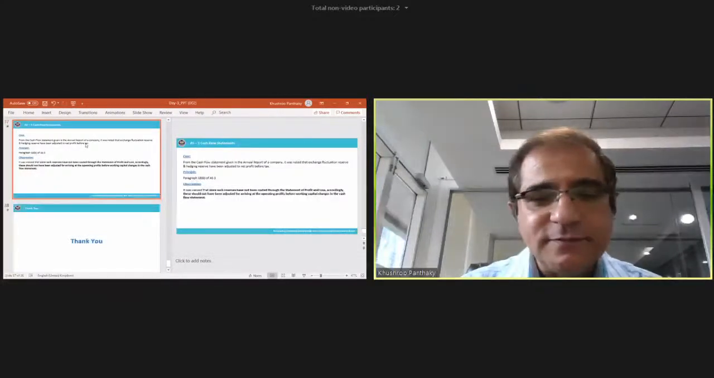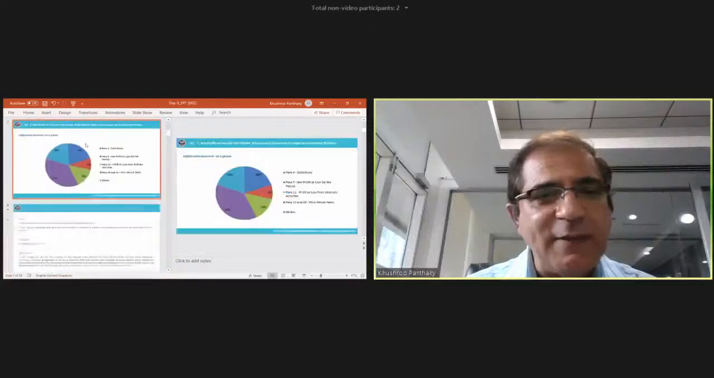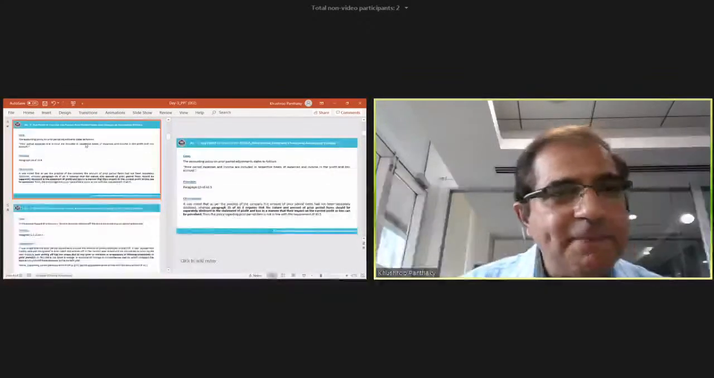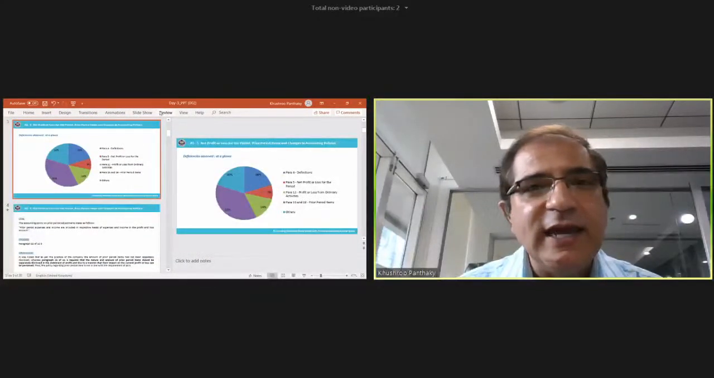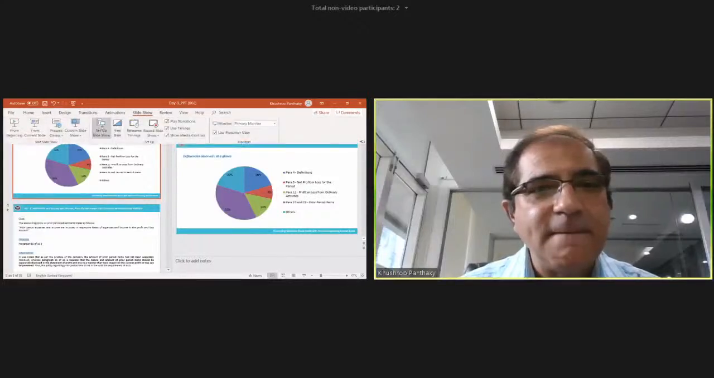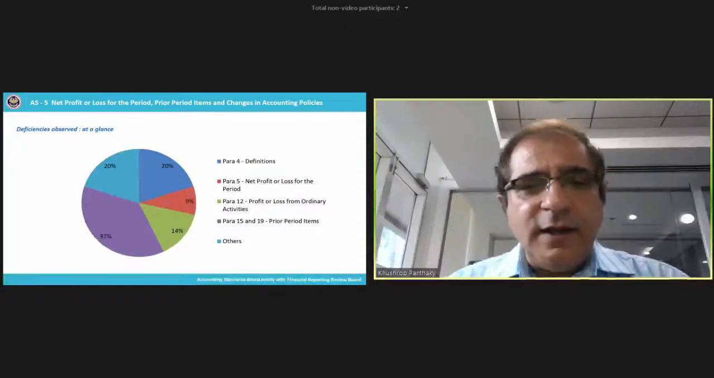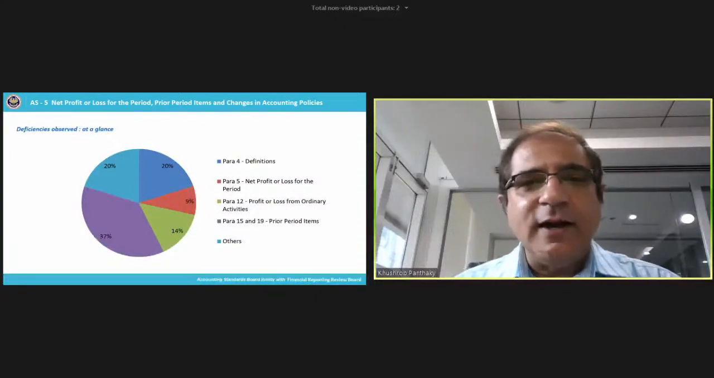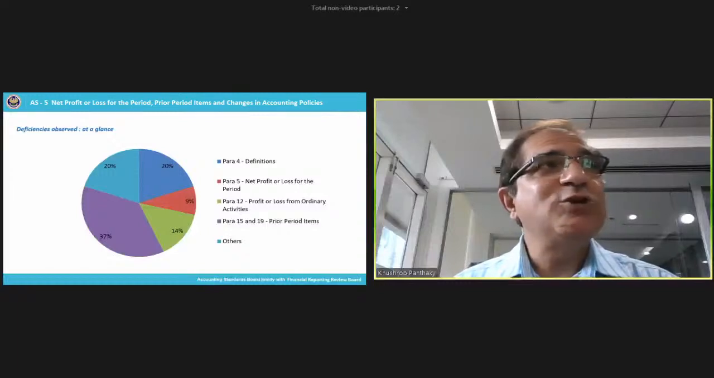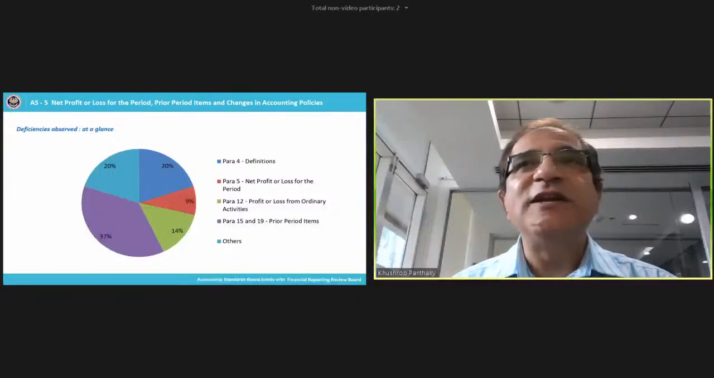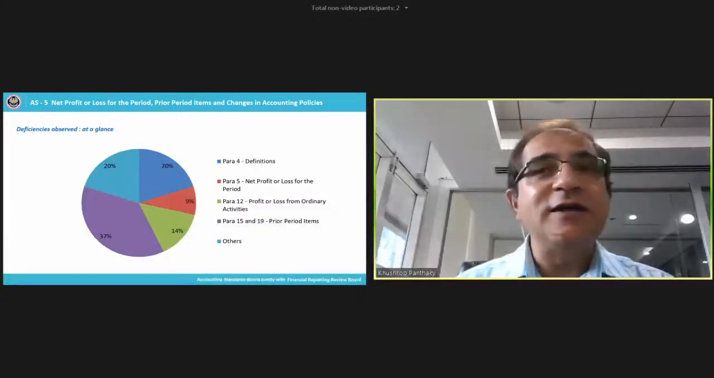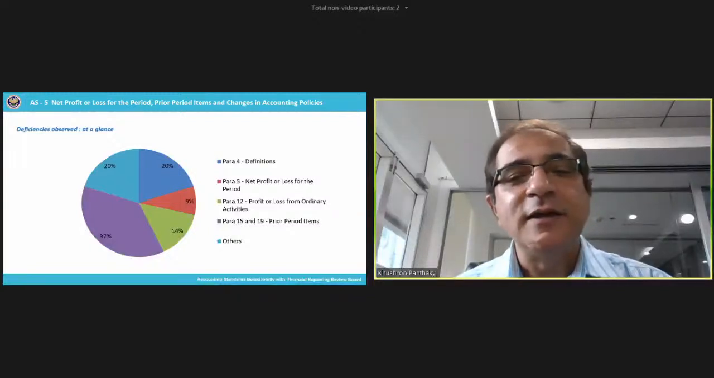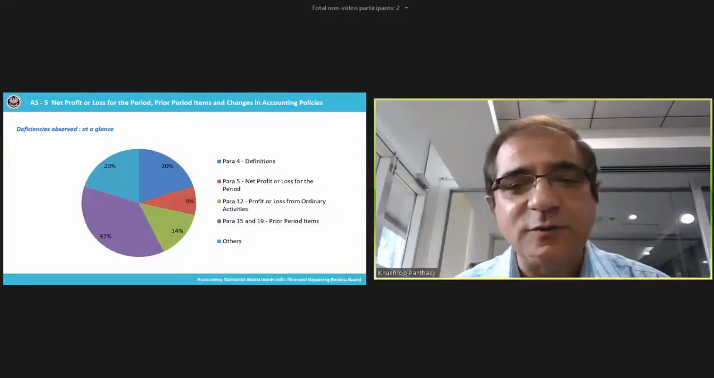Now I will go back into the presentation, which is talking about commonly observed errors in the financial statements arising out of AS5. You look at the pie chart, there is a 20% error in so far as the application or the understanding of some of the definitions is concerned. That is a significant percentage of the error observed where people are not in a position to understand the definitions part of it. Then again, in determining the net profit or loss for the period, there is an error rate of around 9% or so.